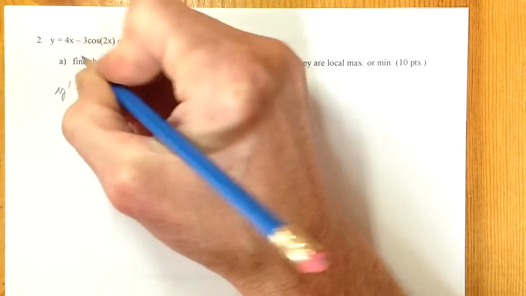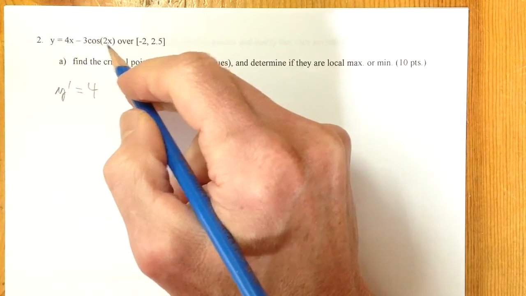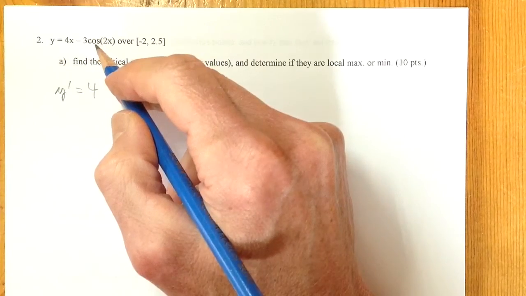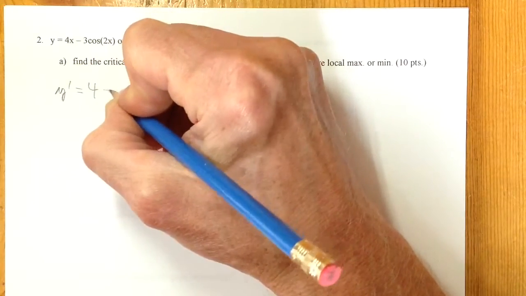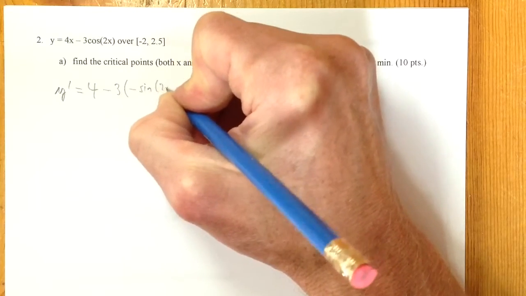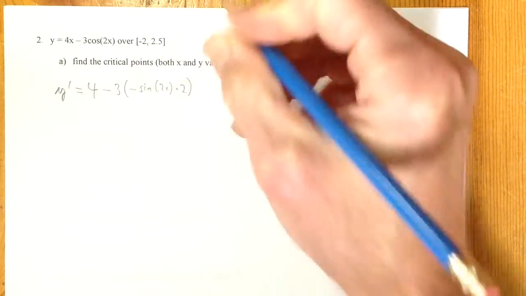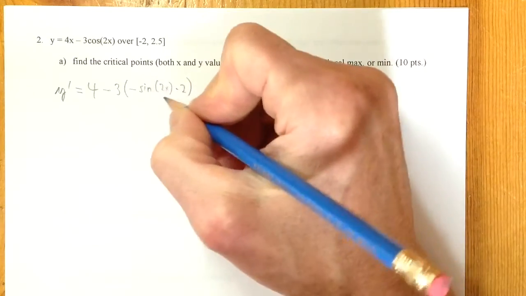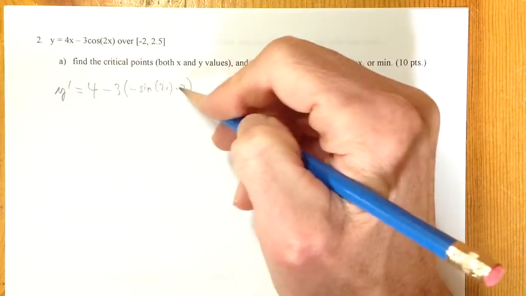So y prime is equal to 4, right? 4x goes to 4. Minus 3 cosine 2x. The derivative of cosine is negative sine, so that's going to cancel out the negative. Minus 3 times negative sine of 2x. And then since there's a 2 in here, we have the chain rule, so we multiply by 2. Obviously, you have to take the derivatives right or the whole rest of this thing is wrong. Be really careful to take the derivatives right. They're not very hard, but it's easy to go wrong if you forget this 2, because there's a 2x here, so you multiply by 2.